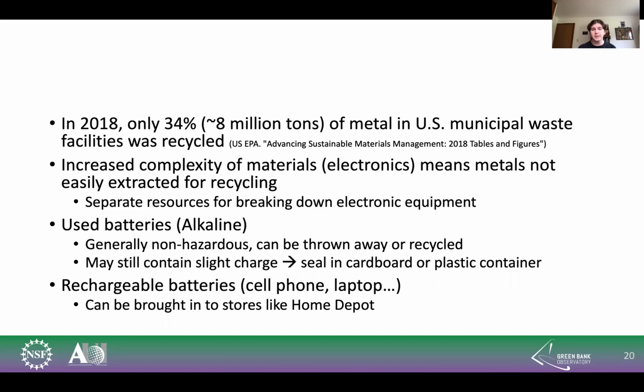However, some companies like Home Depot have been starting recycling processes for alkali batteries, and there are also lots of available resources for things like rechargeable batteries from your cell phones, laptops, and other electronics. So those can also be brought into Home Depot, as well as often shipped out to specialty companies.